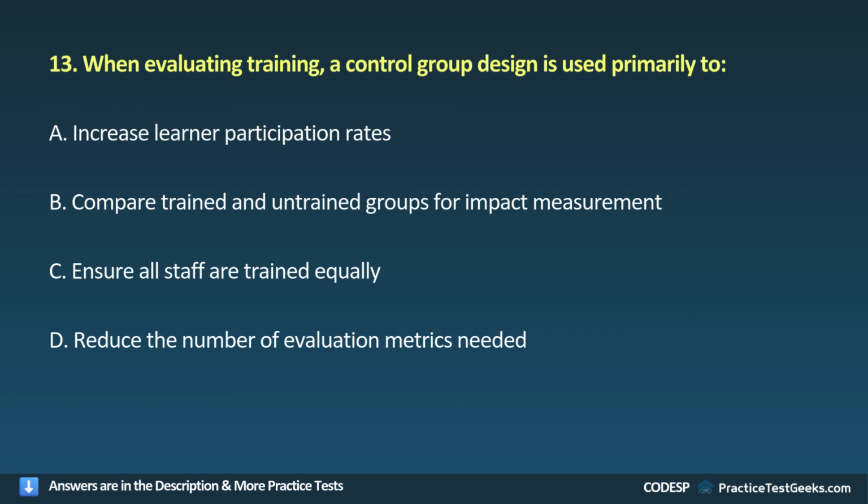13. When evaluating training, a control group design is used primarily to A. Increase learner participation rates. B. Compare trained and untrained groups for impact measurement. C. Ensure all staff are trained equally. D. Reduce the number of evaluation metrics needed.